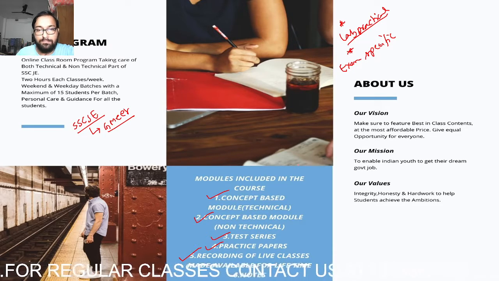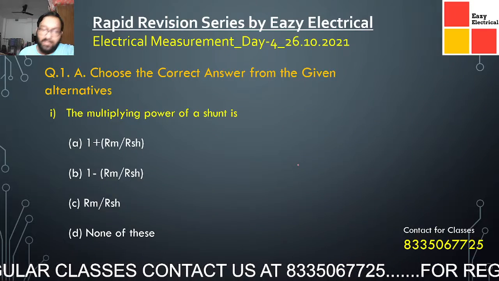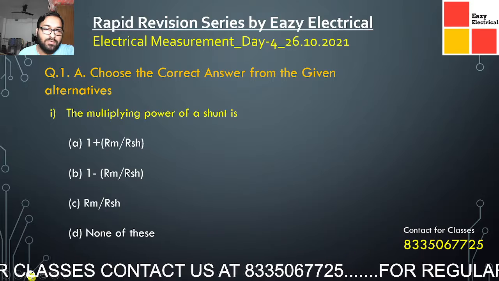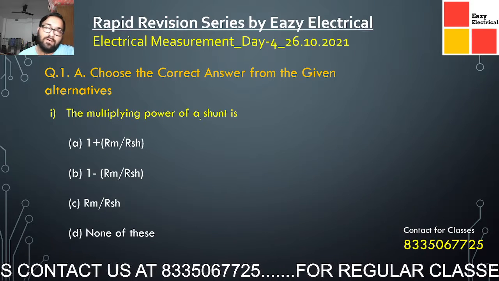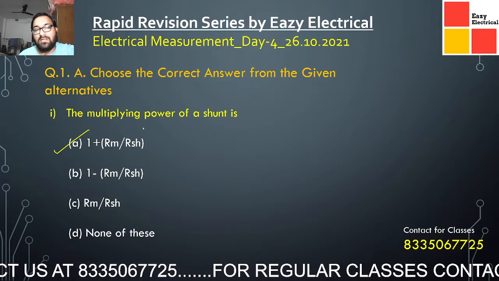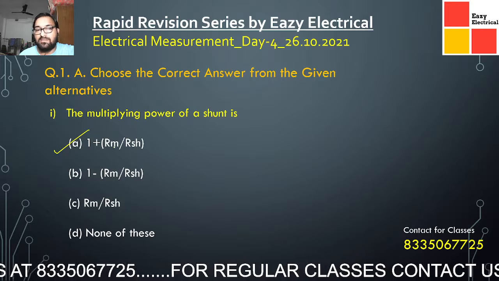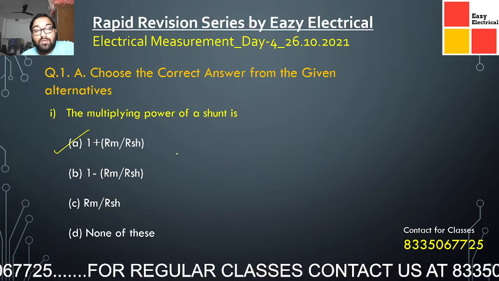Now in today's class we basically deal with analog instruments, and in the analog instruments the first question that I am taking up is on the multiplying power of a shunt. So multiplying power of a shunt is basically represented by 1 plus Rm by RSH. Rm is basically your meter resistance, right? And RSH is your shunt resistance.